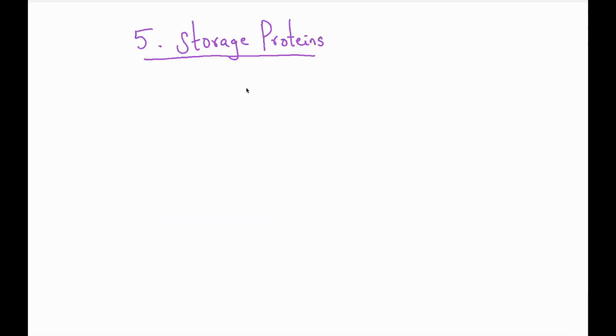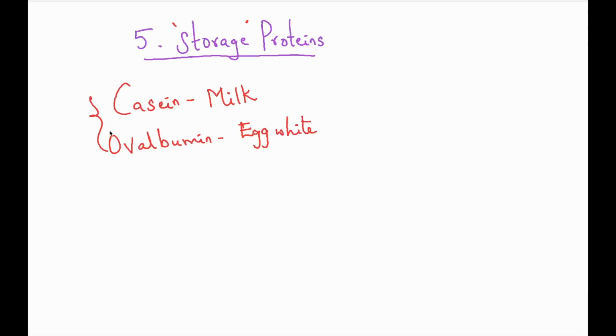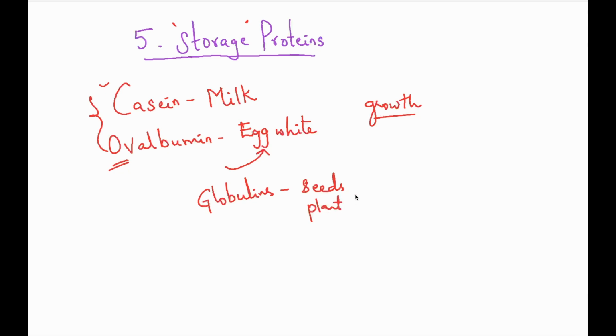Next important class of proteins are the storage proteins. Two important examples of storage proteins are casein, which is found in the milk, and ovalbumin, which is the abundant protein in the egg whites. So both these proteins are an important source of amino acids that is essential for the growth of embryo. Similarly, we also have storage proteins called globulins in the seeds of the plant, and these also play an important role in the seed germination.